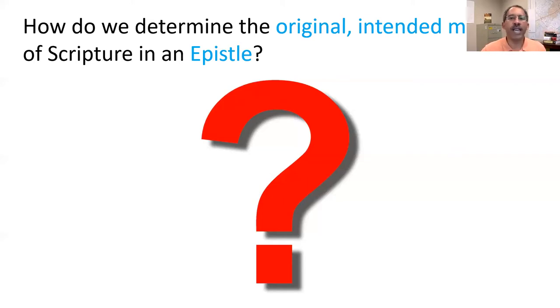Here's the big question for today, and it really helps shape our central idea: how do we determine the original intended meaning of Scripture in an epistle? And an epistle is just a fancy word for a letter, like Paul's epistles. So how do we determine? Our whole goal here is to read the Bible, to understand it, and then apply it to our lives. But the first part of it is that we have to first understand the original intended meaning of the Scripture. And today we're looking at just epistles. That's what we're looking at. And so that's our question for today.